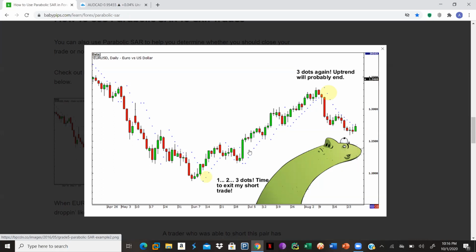And then up here after the uptrend, we can look earlier, before all these dots were formed. When there are only 1, 2, 3 dots, again the uptrend will probably end. That's what was telling the trader: you are done with this uptrend. Now a downtrend is about to begin, so you can enter this market for a short.